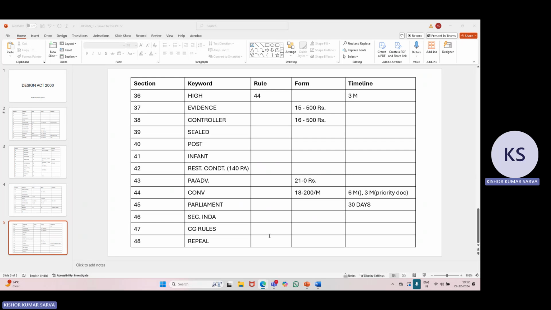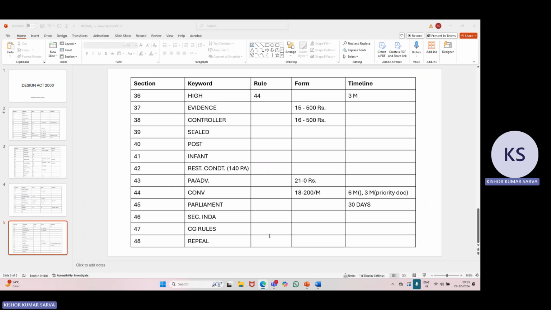In 44, conventional application means that if the first application is, let's say, filed in the US, then you can file in India within 6 months. It will be called a conventional application, but you can do it only if the US allows filing of an Indian application in the US within 6 months. That is, if there is reciprocity, then you can file this.